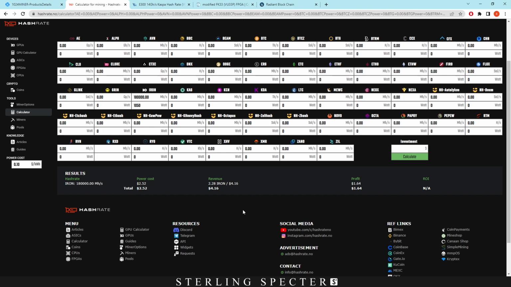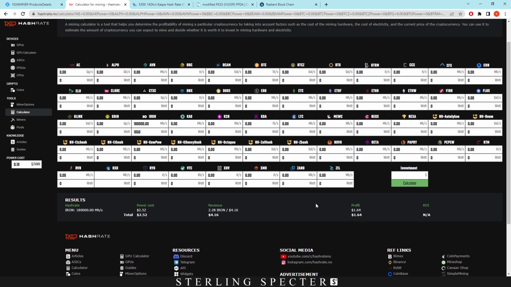But I also believe that IronFish has dropped significantly since its inception onto CoinMarketCap. It was at $8 and now it's at around $2 per coin, I think. So the power cost is $2.52 and then the profit is $1.64. So slightly more than Radiant Coin for this multi-miner.